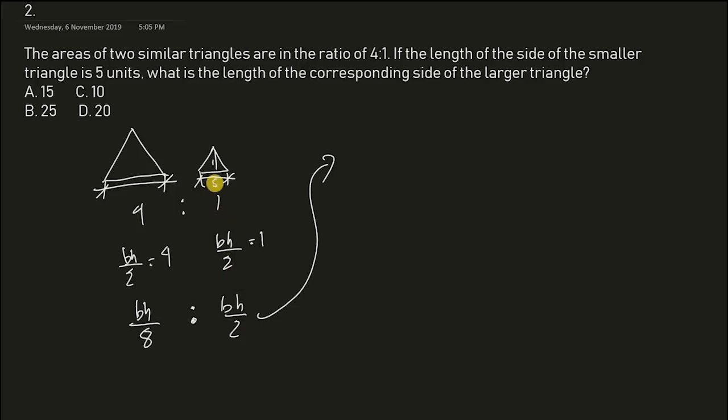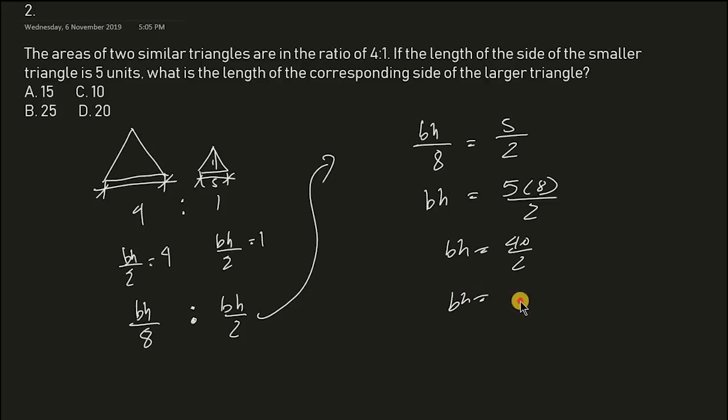So, substituting that here sa ating smaller muna, smaller triangle. So, that would be equal to BH over 8, which is also equal to 5 times 1, that's base times height, that's 5 over 2. Alright. Now, I'll need to solve for the value of the BH. So, I'll transpose 8 sa kabilang side ng equation. BH is equal to 5 times 8 over 2. BH is equal to 40 over 2. BH is 20. Now, sa aking larger triangle, when I will multiply the base and the height, I should have a value of 20.